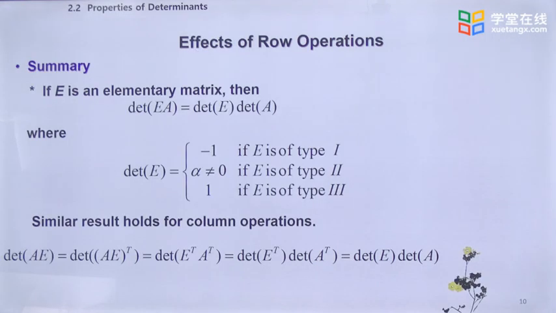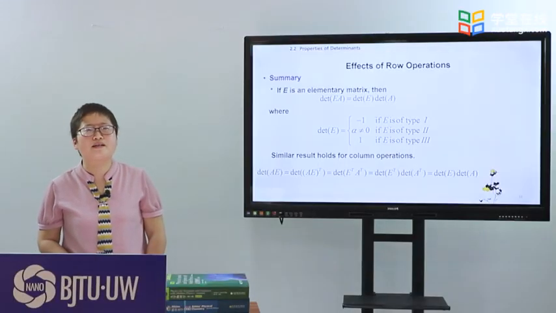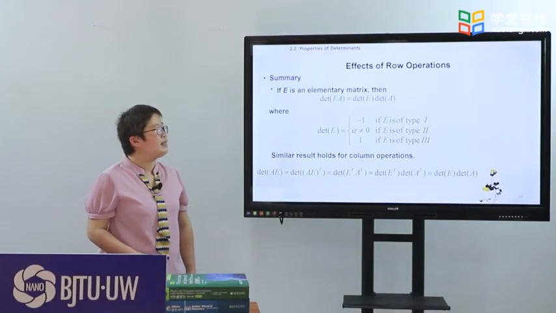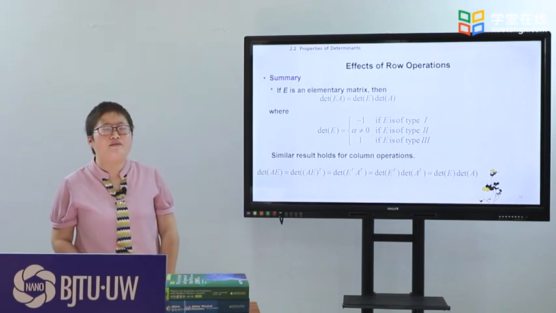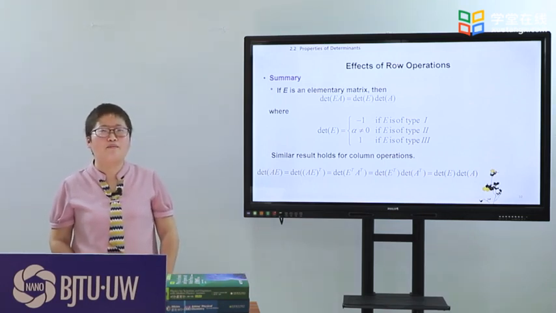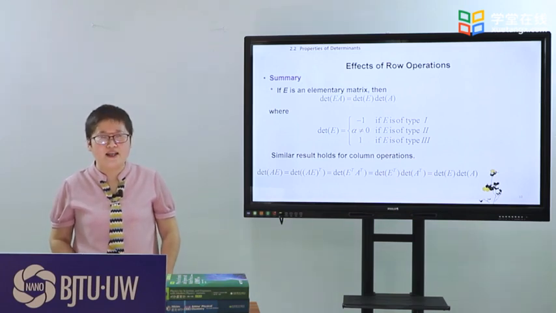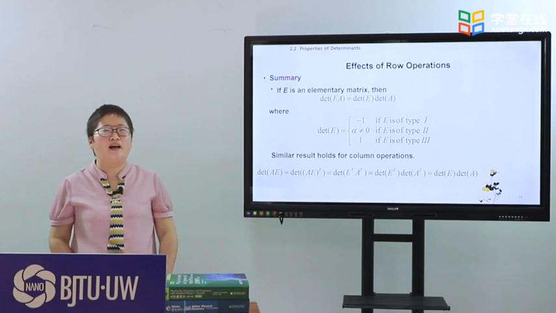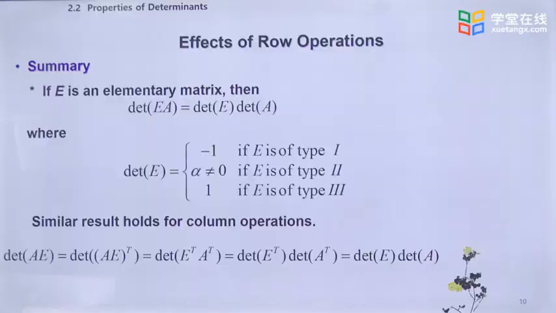Now we make a summary of the effects of row operations on determinants. If E is an elementary matrix, then for any type, type 1, 2, 3, the determinant of EA equals the determinant of E times the determinant of A. Where if E is of type 1, the determinant of E equals minus 1. If you exchange two rows of the matrix, the determinant becomes its negative value, the opposite sign.